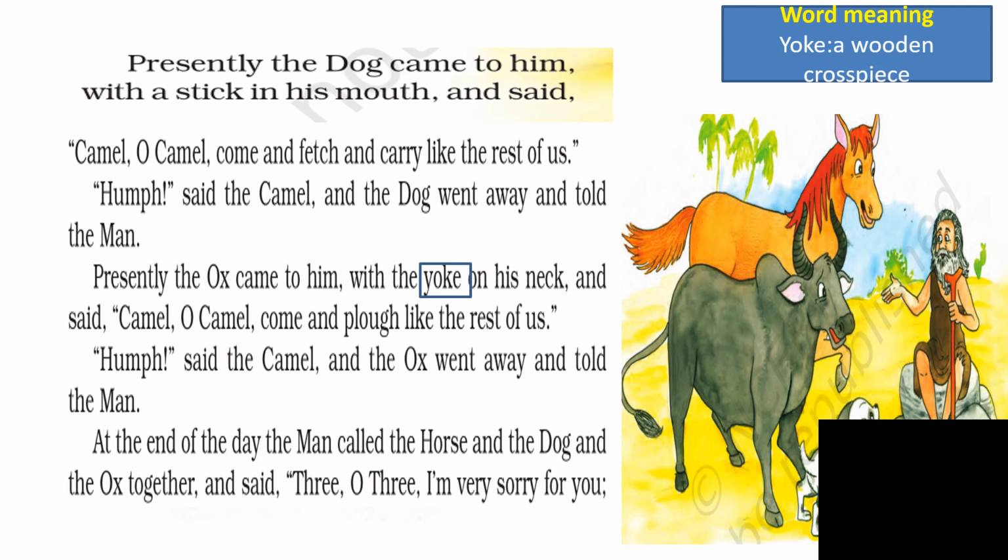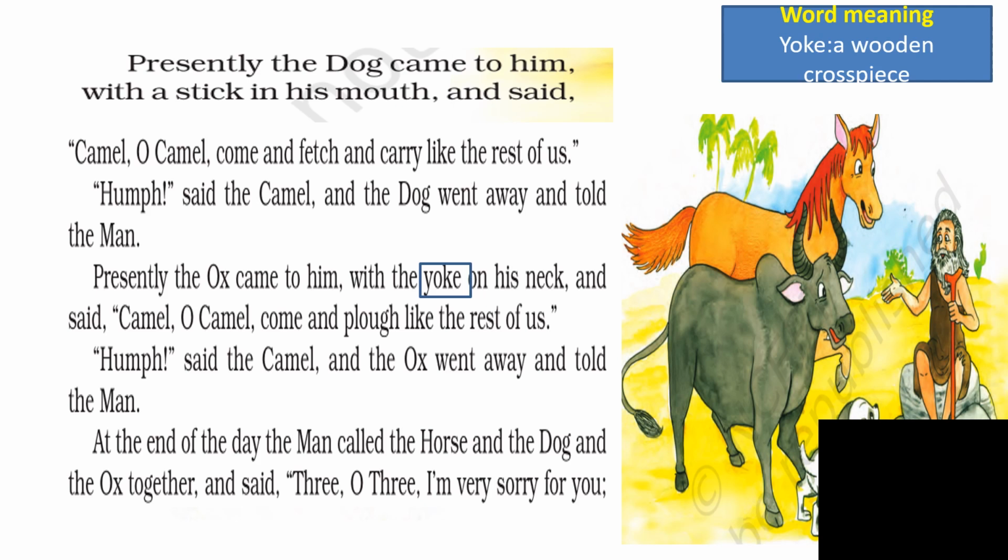Presently, the ox came to him with the yoke on his neck and said, Camel, O camel, come and plow like the rest of us. Students, a yoke is a wooden crosspiece that is generally put on the necks of two animals, just like oxen, and it is used to make them plow the field. At this, the camel replied the same, hump, and the ox went away and told the man, because he also became angry with the camel, and he also thought that the camel was rude.